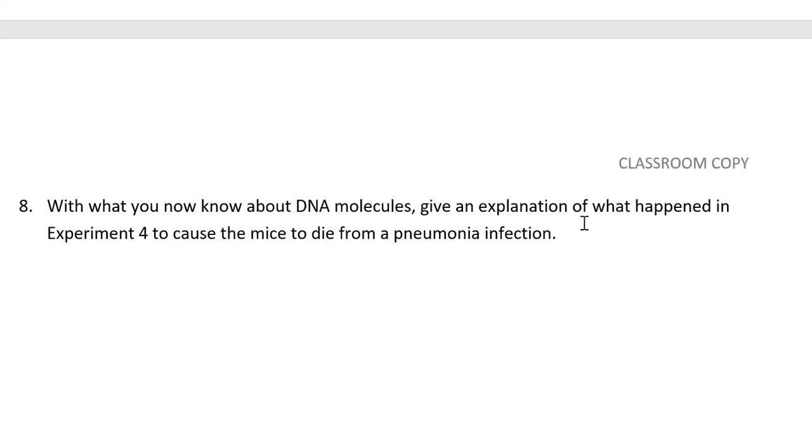So now, with what we know about DNA, give an explanation of what happened in experiment 4 to cause the mice to die from a pneumonia infection. Okay, and you can pause this too if you need to, to get it slower. So in experiment 4, the live rough strain, remember, the rough strain is the one without capsules, must have engulfed the heat-killed smooth strain. So the heat killed the capsules around the smooth strain, leaving the DNA open, and the rough strain without capsules engulfed that DNA. This allowed the rough strain to take in the DNA of the smooth strain.